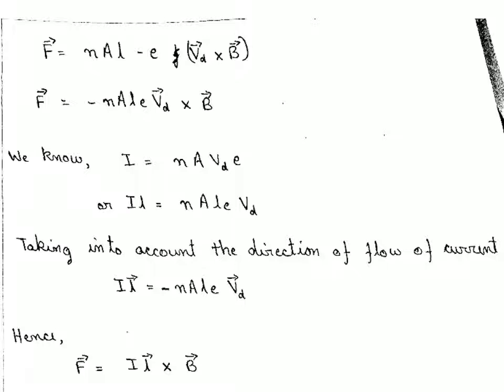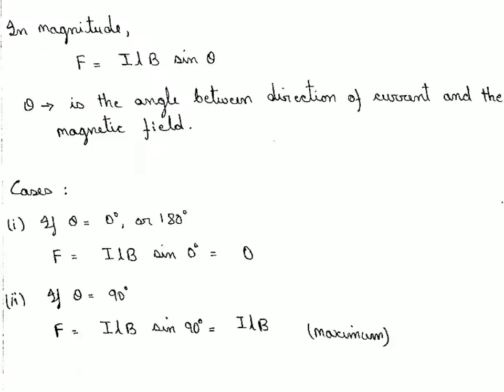So this is the force experienced by a conductor of length L carrying current I when it is placed inside a magnetic field B. In magnitude, this is given as ILB sine theta. This is the cross product or a vector product. So in magnitude, we have F equal to ILB sine theta. And this angle theta is the angle between the direction of current and the magnetic field. So now we have these two cases.